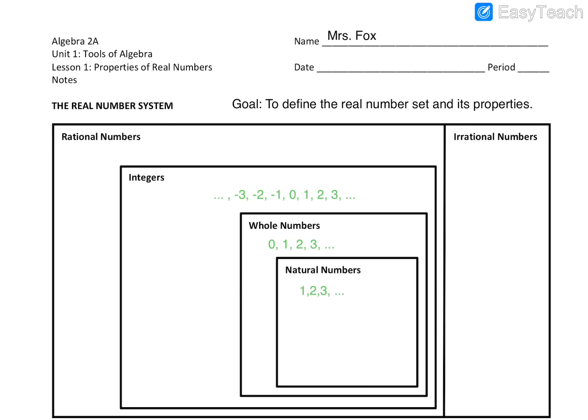Okay, so today we are going to be discussing real numbers. Our goal today is to define the real number set and its properties.